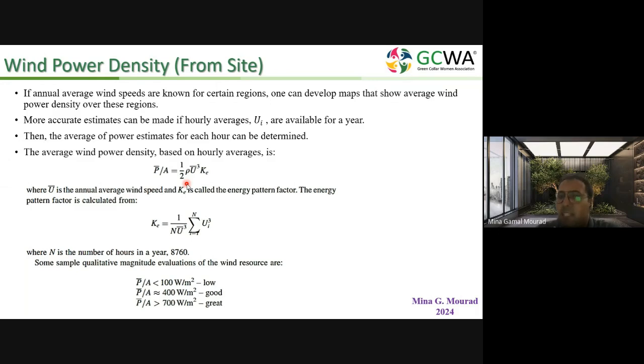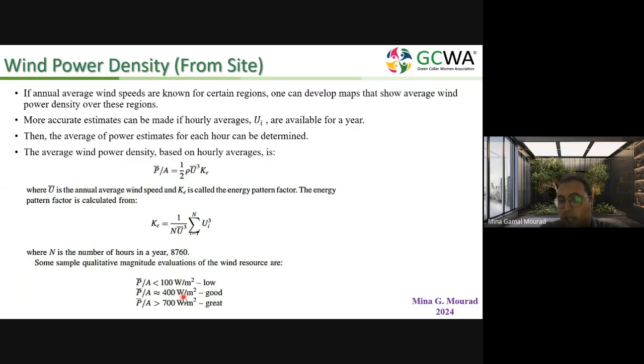So any site cannot be studied for less than 1 year. One year means 8,760 hours. We can calculate the average over 8,760 hours. Then we can calculate the power density, or average power density, of the site.